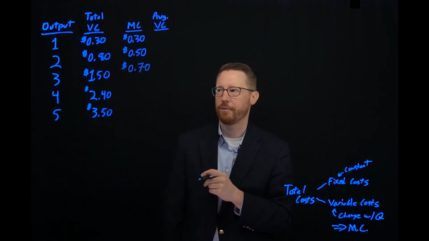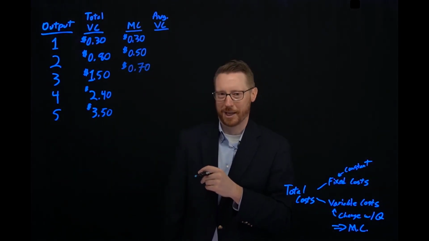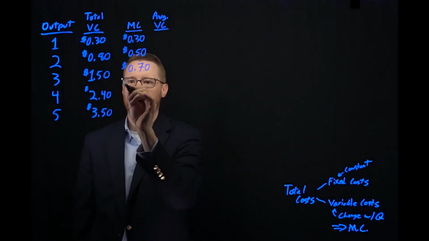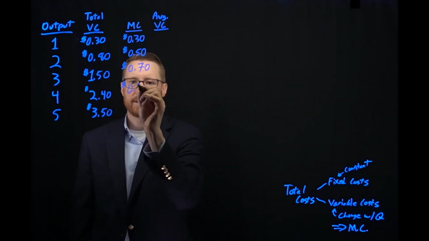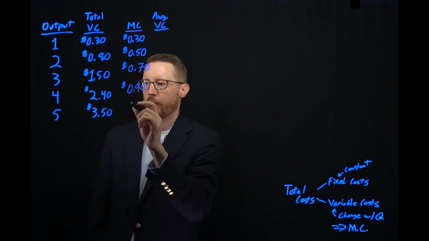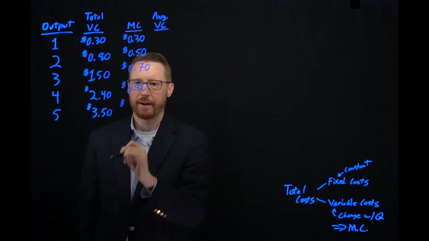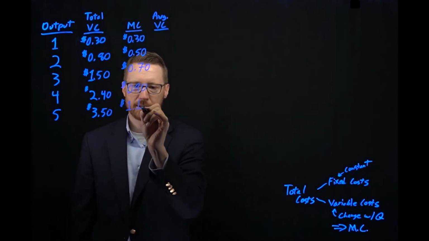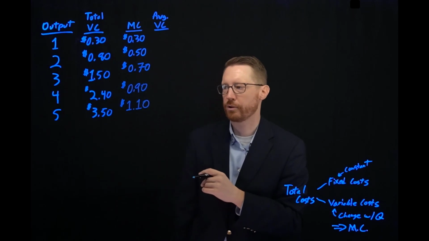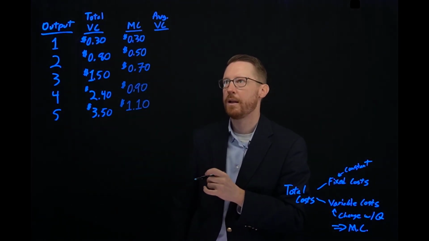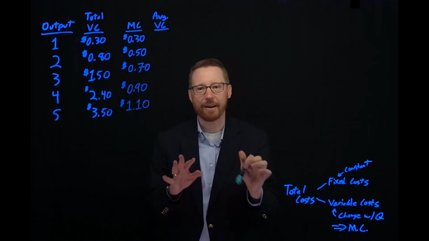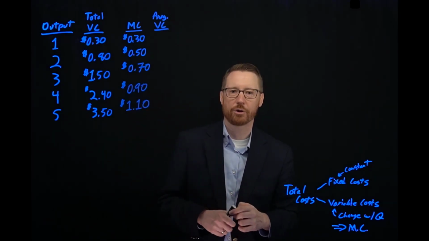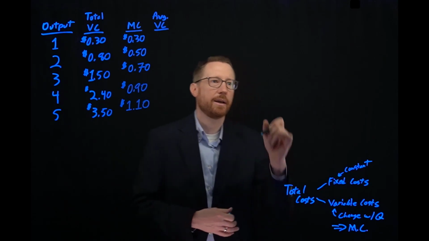All right, I bet you're getting a feel for how this is set up and what the pattern is. So what's our marginal cost for a 4th cup of coffee? It's 90 cents. And what about for that fifth cup of coffee? It's $1.10. So those are our marginal costs. All right, before we get to the average variable cost, let's just graph out our marginal costs and see what this looks like.